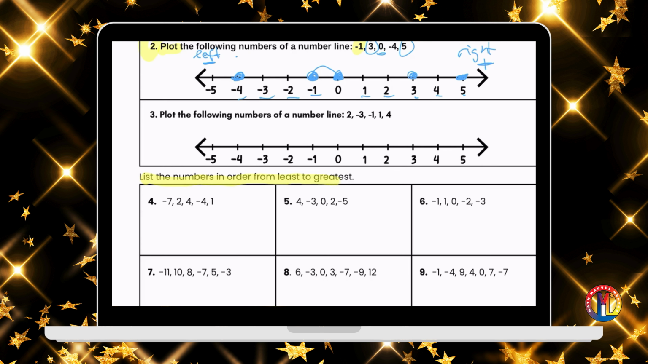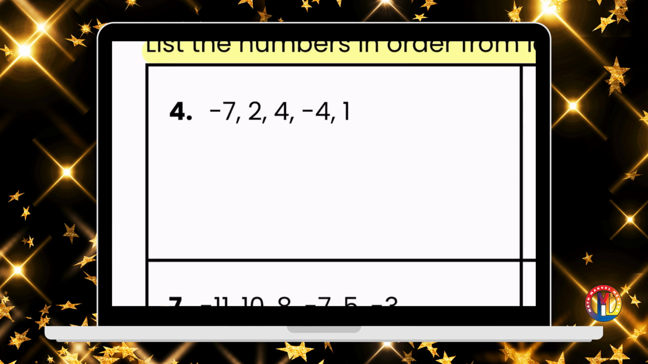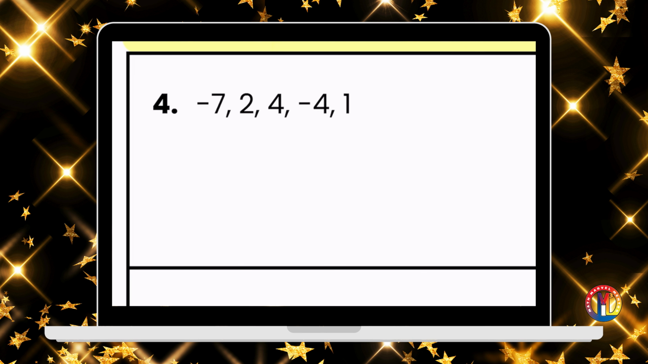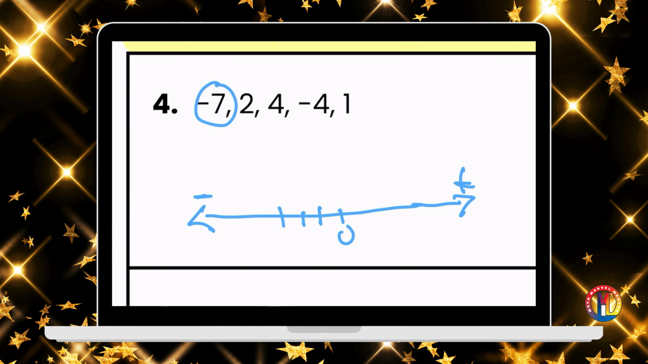Now we are going to list the numbers in order from least to greatest. And again, when working with the negative numbers, a number line is our best friend, especially when you have negative and positive. So I'm going to draw my quick own little number line right here. Negative means I'm going to the left of 0, and then going to the right means I'm talking about a positive number. So I start with 0 in the middle.